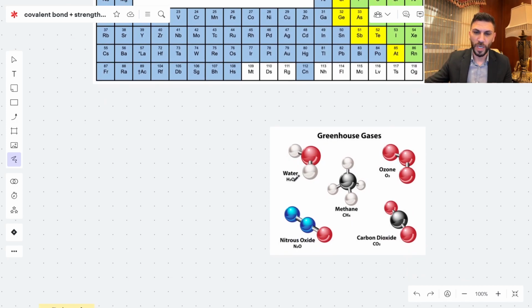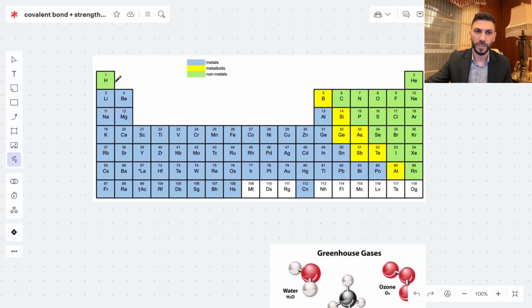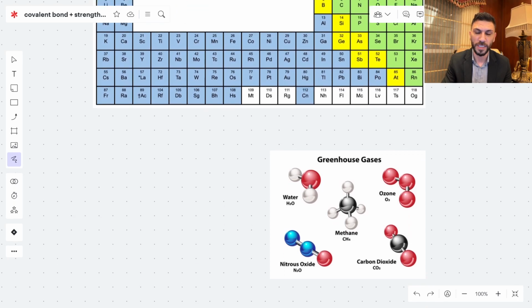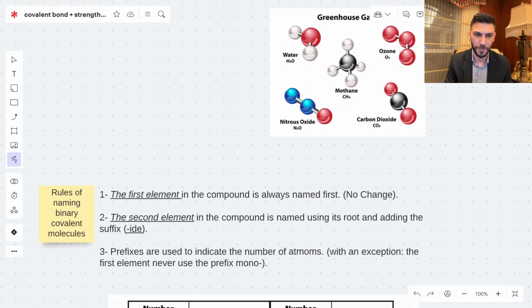Let's take a look at these molecules. For example, if we have H2O, hydrogen and oxygen, both of them are nonmetals, as you can see here, and the atoms are bonded together covalently, as well as methane, nitrous oxide, ozone, and carbon dioxide. But today we're going to focus on the proper way of naming these compounds.